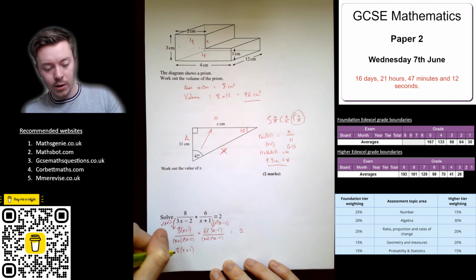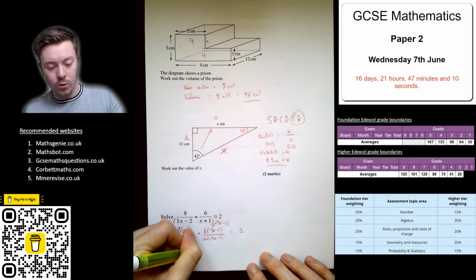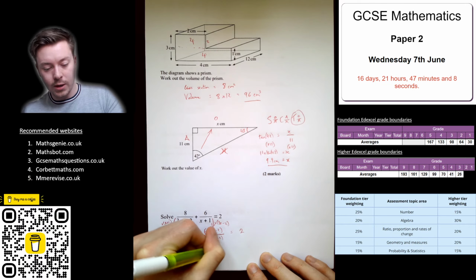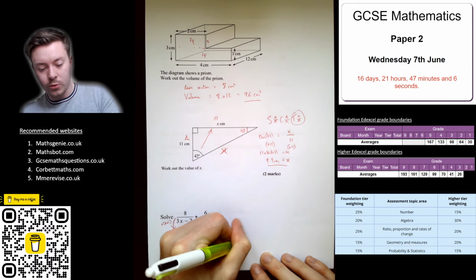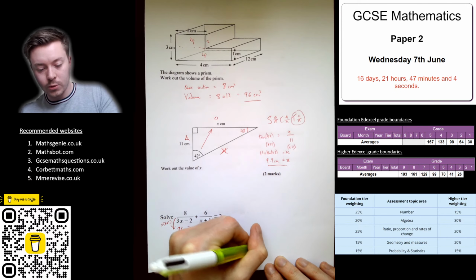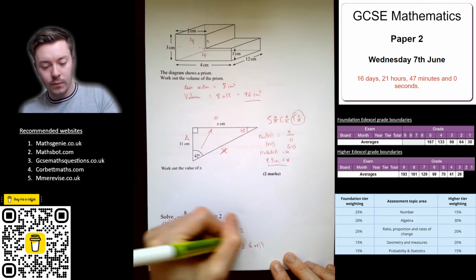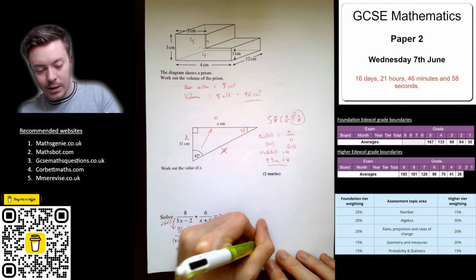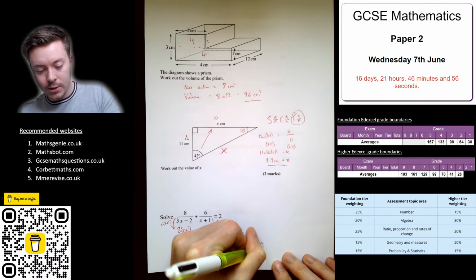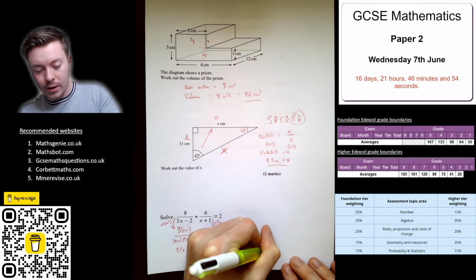8 lots of x plus 1 plus 6 lots of 3x minus 2 is equal to 2 lots of x plus 1. I'm drawing brackets all over the place here. Let me start that again. 2 lots of x plus 1, 3x minus 2.